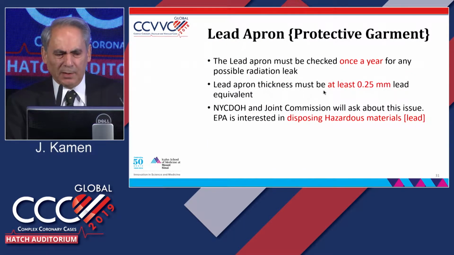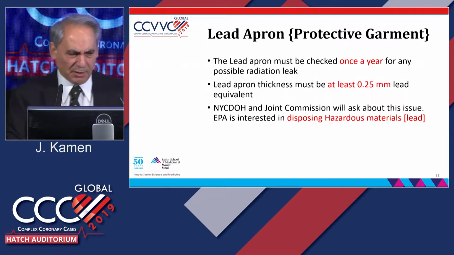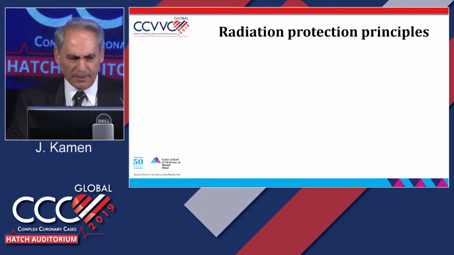A lead apron has to be checked once a year by your institution. That's the lead equivalent. If you dispose of it, you have to make sure that you have a piece of paper showing that you disposed of it properly, because according to the EPA regulation and local regulation, lead is a hazardous material. So you cannot take the lead apron and throw it in the regular garbage. You follow me? Usually you give it back to the company and the company gives you a new one.